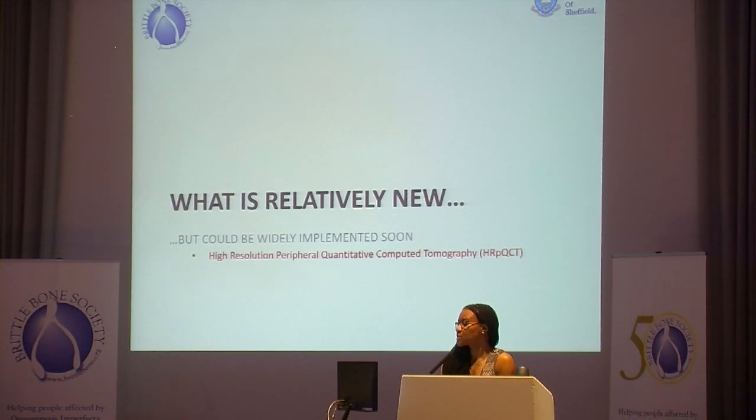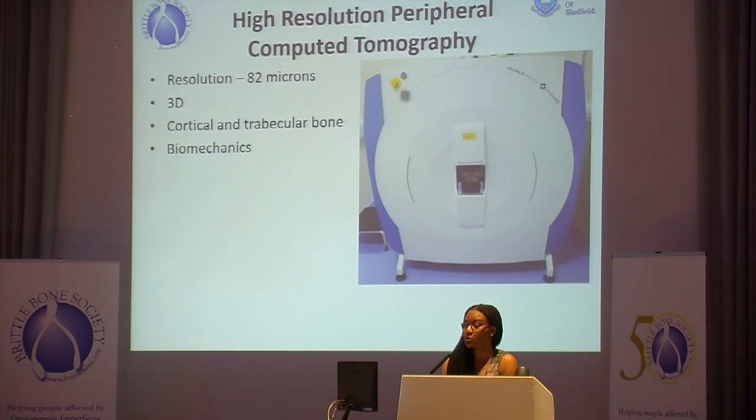And then moving on to what is relatively new, and could be widely implemented soon, HR-pQCT. Some of you may already have had HR-pQCT, high resolution peripheral quantitative computed tomography. It uses a CT scanner, but it's a much smaller CT scanner, and the resolution is amazing, 82 microns. It can give you 3D images, and it looks at the difference between the cortical bone, which is the outer bone, the shell of the bone, and trabecular bone, which is the more spongy bone, where the bone marrow is. And we can use the images to do biomechanical tests. The engineers do some biomechanical tests.